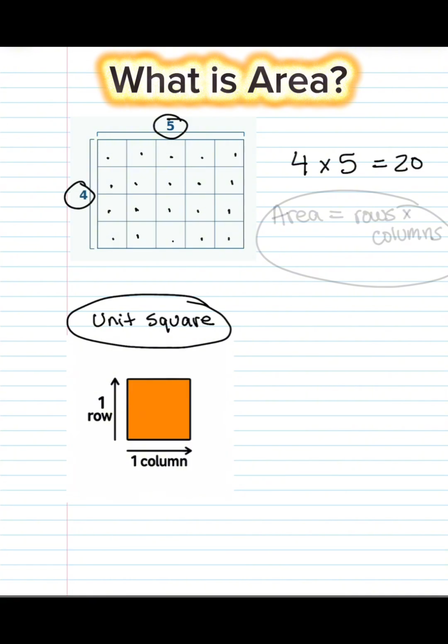So area tells us how much space is inside a shape. Remember, each little box is 1 unit square, and instead of counting every box, we can group them and calculate rows times columns, and that gives us the area. So the area equals rows by columns.